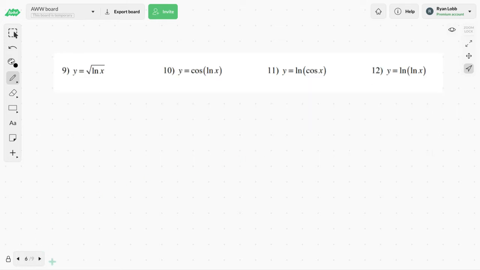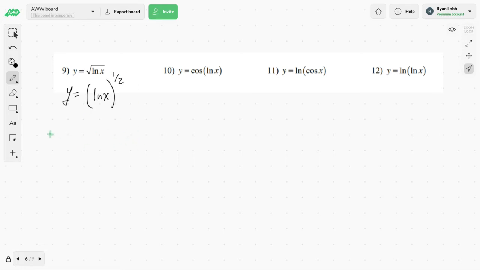So let's go over here and look at a couple more. Now what do we have? Now we start to combine rules. Here we have y equals the square root of ln of x. To rewrite this, we have ln of x in parentheses raised to the 1/2. So in this one, finding the derivative requires us first to do the chain rule.